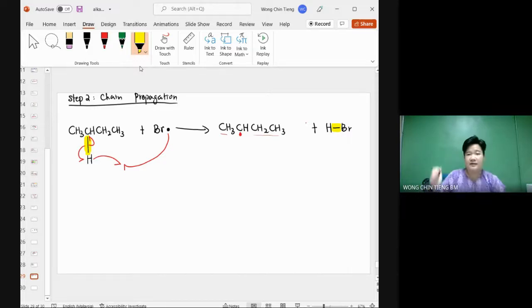Okay? Salin dulu yang ni. Kita tak habis lagi, salin dulu yang ni. Make sure all the arrow adalah betul. Make sure the arrow jumpa ya. Make sure the arrow jumpa. Because they are going to form a bond. So make sure the arrow berjumpa. Okay.